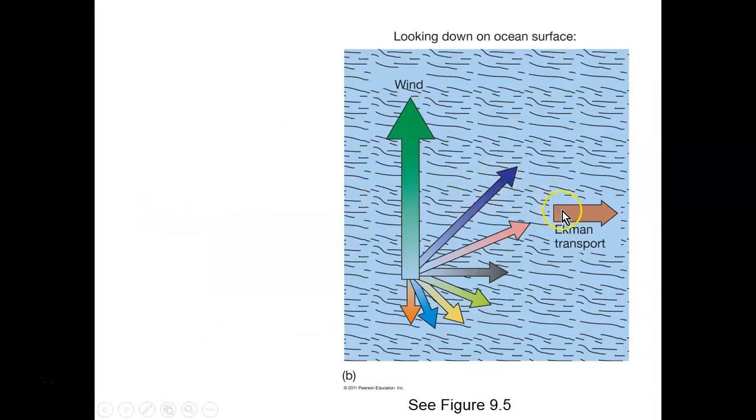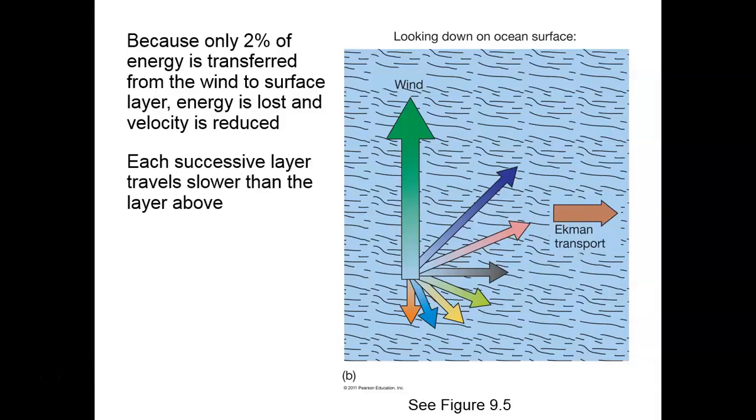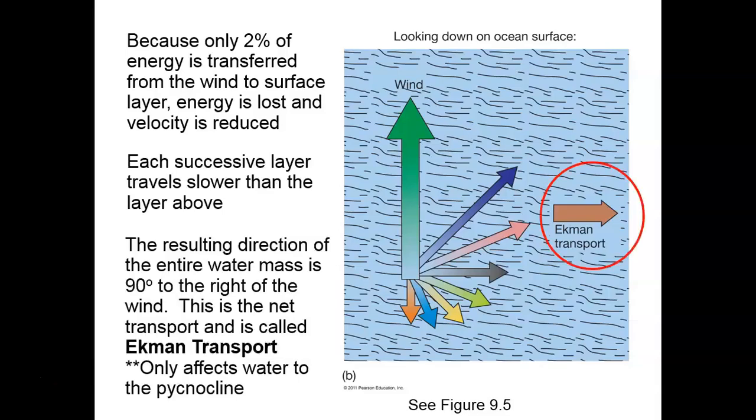Now, Ekman transport itself is if you took all of those layers of water that are affected by the wind and added them up, Ekman transport would actually be 90 degrees to the right of the wind's direction. Okay? So because only 2% of energy is transferred from the wind to the surface layer, energy is lost and velocity is reduced. Each successive layer travels slower than the layer above, and the resulting direction of the entire water mass is 90 degrees to the right of the wind. This is the net transport, and it's called Ekman transport. Okay, so it's the net movement of water where the wind is affecting it.